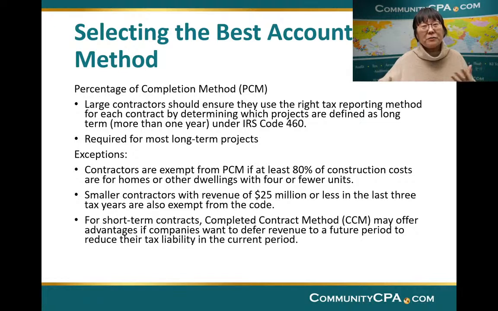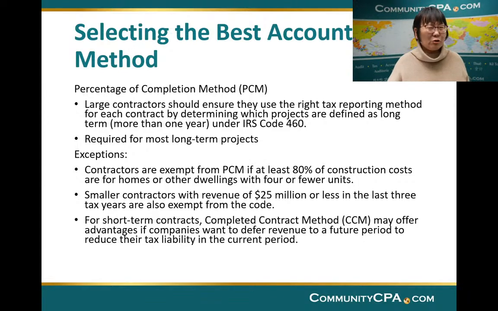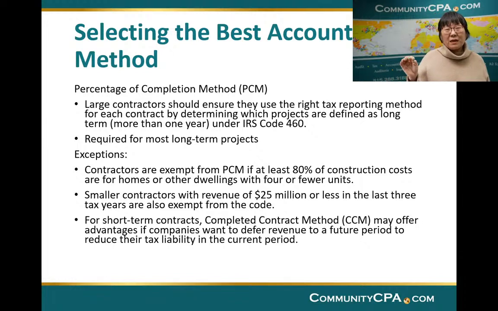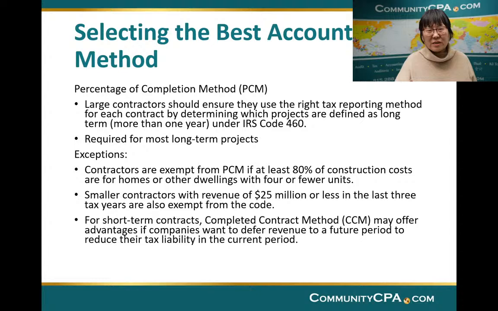If you are doing accounting for your construction company, you should look into IRS Code 460 and really know how to do this accounting properly for yourself. Of course, there are exceptions. You don't have to use the percentage of completion method. There are a lot of exemptions, and one of the exemptions I already mentioned to you, right? If you are less than $25 million in total revenue, you can choose your method.